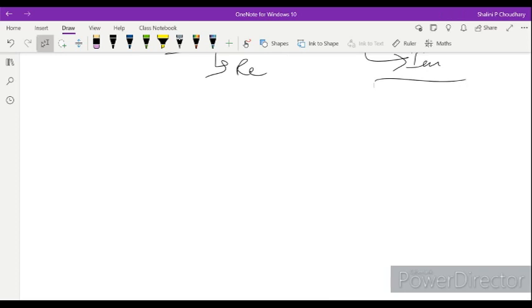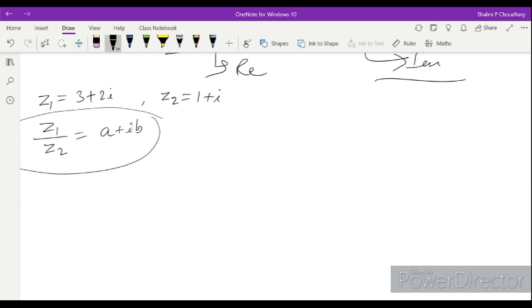Okay, so we have a question. If Z1 is equal to 3 plus 2I and Z2 is equal to 1 plus I, then what will be the value of Z1 upon Z2? We have to write Z1 upon Z2 in the form of A plus IB. So first of all, Z1 upon Z2 will be equal to 3 plus 2I divided by 1 plus I.